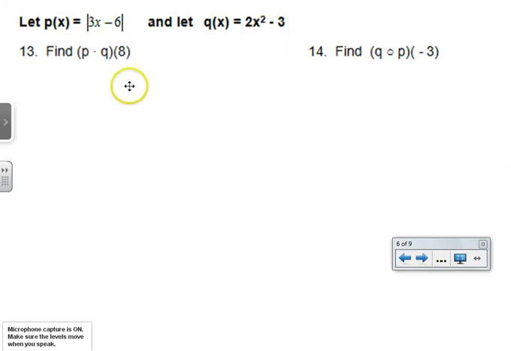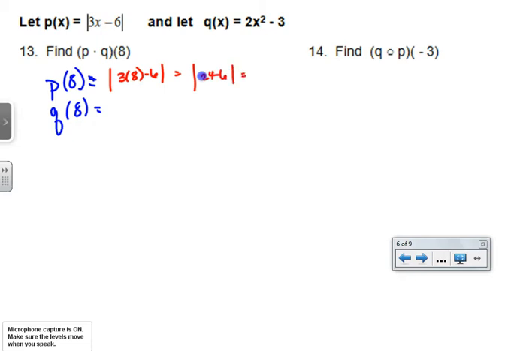New functions, p and q, and this time, notice this is a multiplication symbol, so p times q evaluated at 8. I'm going to find p of 8, and then I'm going to find q of 8, and then I'm going to multiply the answers together. So p of 8 would be absolute value of 3 times 8 minus 6, which is 24 minus 6. Absolute value of, let's see, that'd be 18 is 18. And then q of 8 would be 2 times 8 squared minus 3. 64, that's 128 minus 3, which is 125.